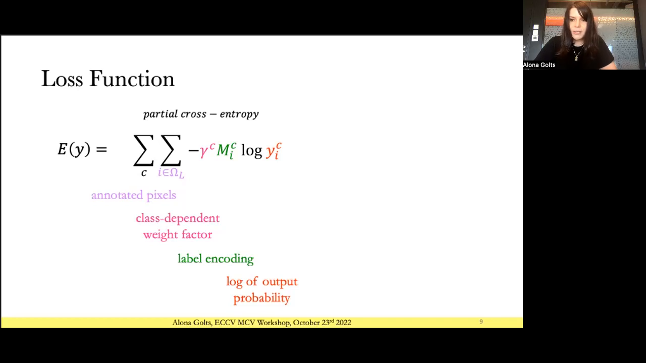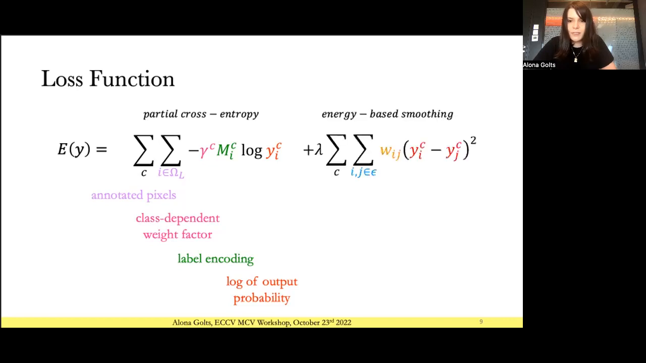As the partial cross-entropy loss takes into account only a small portion of the pixels, we add a regularization term, which enforces smoothness of the output probabilities. Here, Yi and Yj denote output probability values for adjacent pixels, and Wij is a weight function producing larger weights for similar colored pixels.